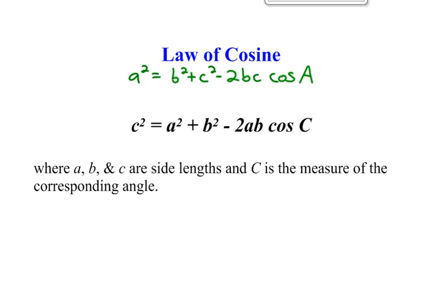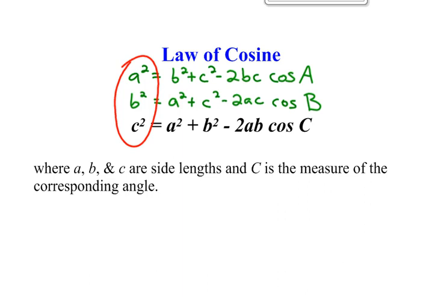Or if we decided to put side b in front, and this all depends on what we're trying to solve for and what we have, then the other two sides would go in these positions, and we would finish the law of cosine with angle B. So again, I want to make this point very clear. The side that goes right here has to correspond to the angle that goes right here.